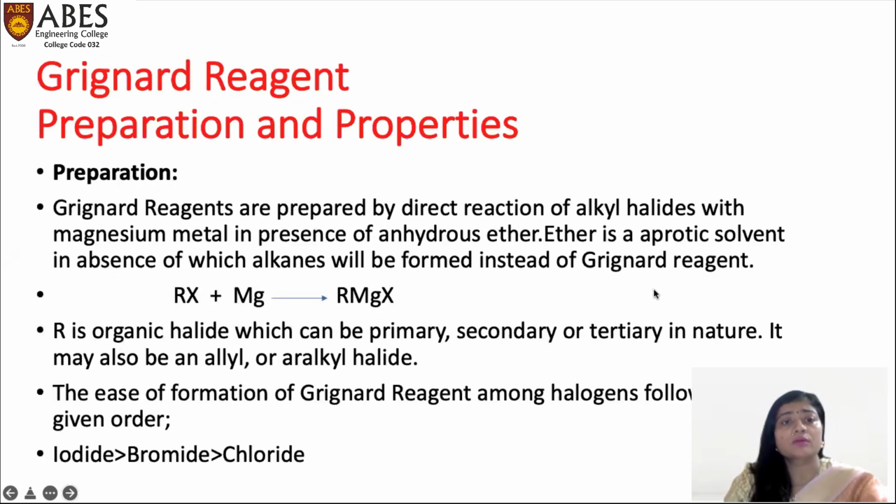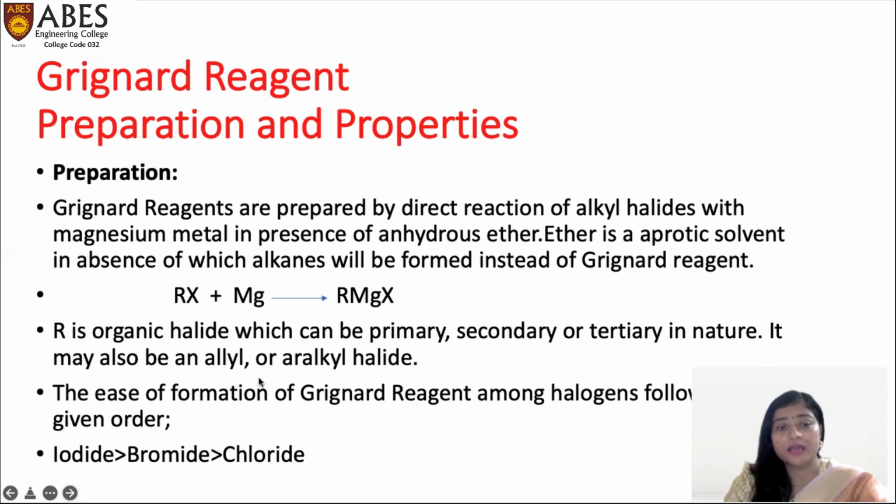Now we'll think about Grignard reagents, their preparation and properties along with applications. Grignard reagents are prepared by direct reaction of alkyl halides with magnesium metal in presence of anhydrous ether. As we told, the ether is an aprotic solvent in absence of which alkanes will be formed instead of Grignard reagents. So we have to ensure that while we are doing this reaction, it should be occurring in the presence of anhydrous ether. Here, R is organic halide, which can be primary, secondary, tertiary in nature.